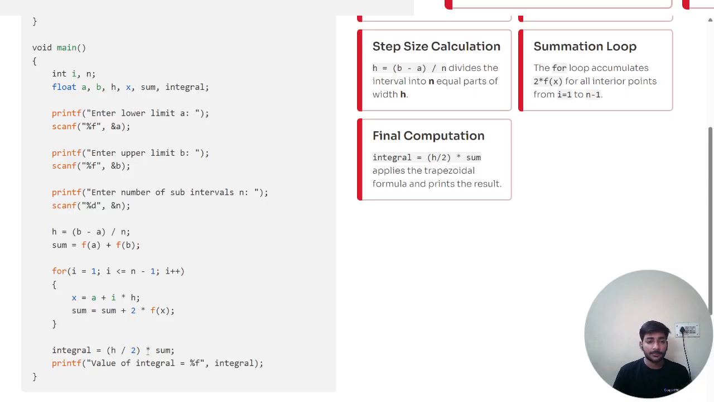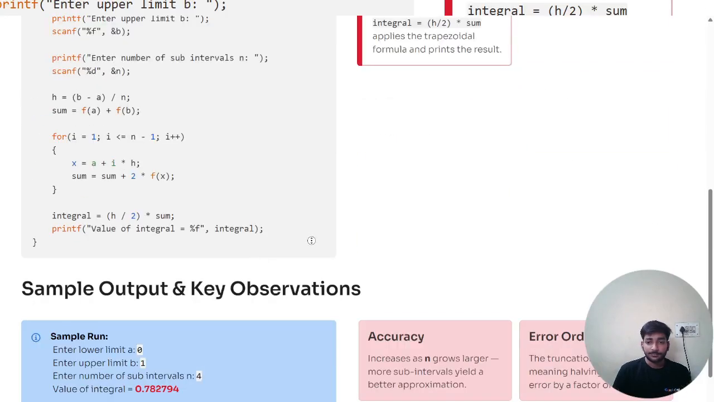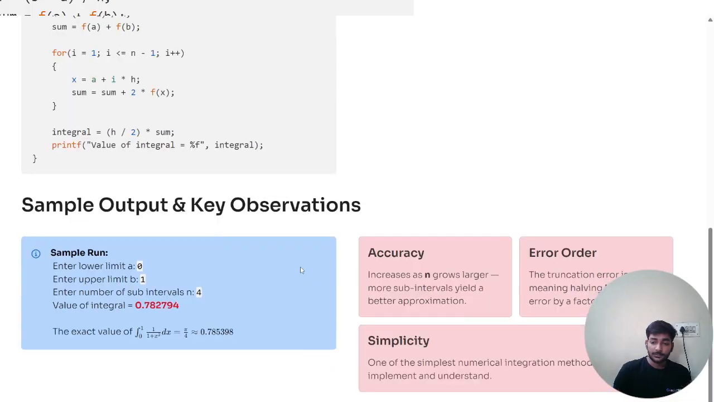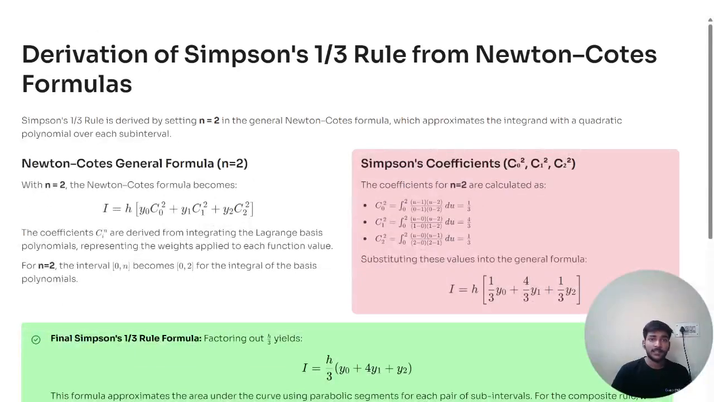How? This is the formula: h by 2 into the sum, then print the value of this integral, and this integral is our answer. And this is all the steps that I have explained earlier. Now, let's see Simpson's 1 by 3 rule from the Newton-Cotes formula.